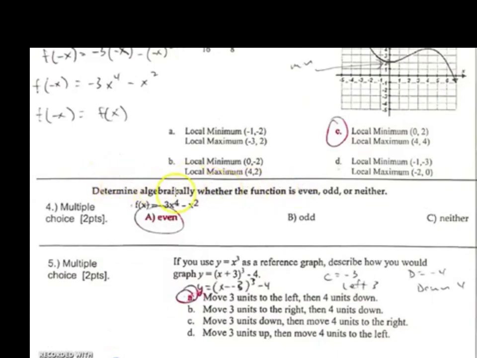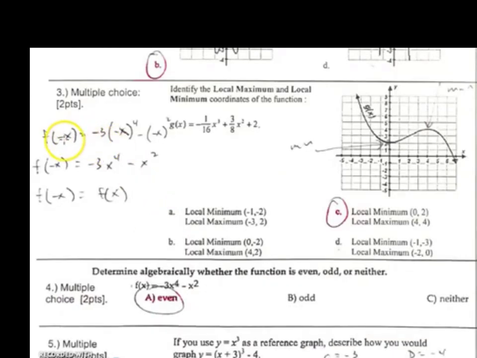Question D, determine algebraically whether the function is even, odd, or neither. I think this was the most missed multiple choice question. I have the function f of x equals negative 3x to the 4th minus x squared. Algebraically just basically means you put in every x value, you're going to put in negative x.